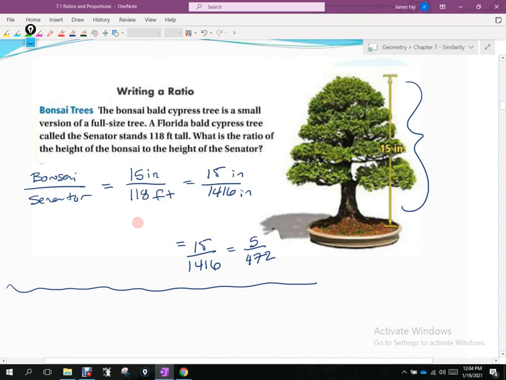But let's change this 15 inches to feet. How do I get inches into feet? Divide by 12, right? So when I divide that by 12, I'm going to get 1 foot, right? But 3 inches left over. Well, if I have 3 inches left over out of 12, that's a fourth, right? So 0.25. Just going to write it that way right now.